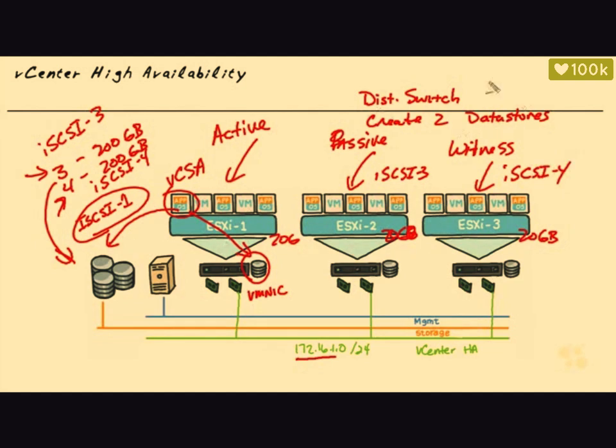So for the creation of the distributed switch and the creation of the iSCSI data stores, which we've done previously, we're going to go through that fairly quickly in this nugget. But if you need reinforcement on any of those concepts, please feel free to go back to the earlier nuggets on those specific subjects. And regarding IP addresses on this HA network, for the active, let's use .111 on the 172.16.1 network. For the passive, let's use .112, and for the witness, we'll use .113.